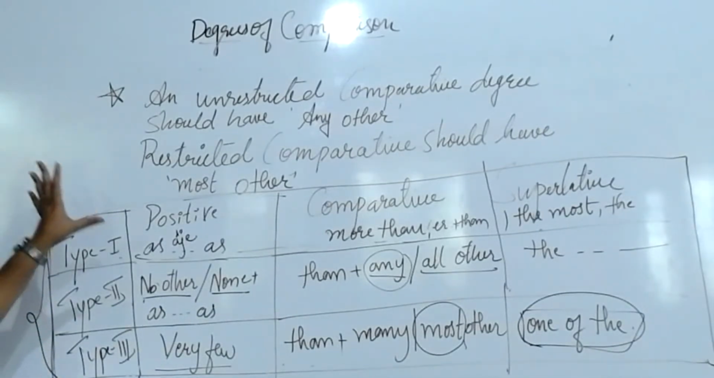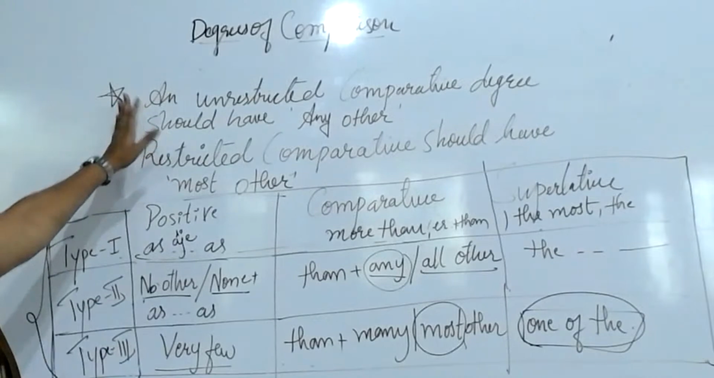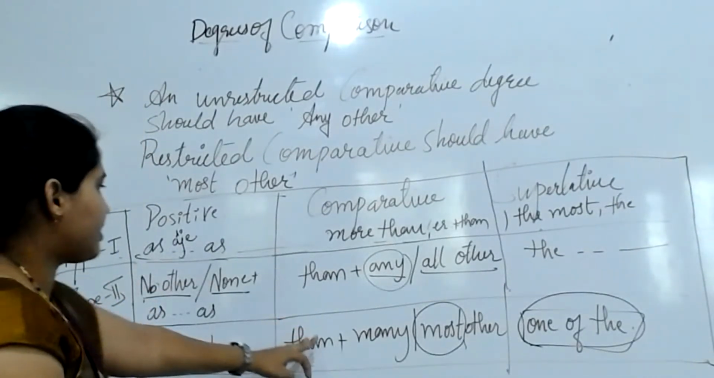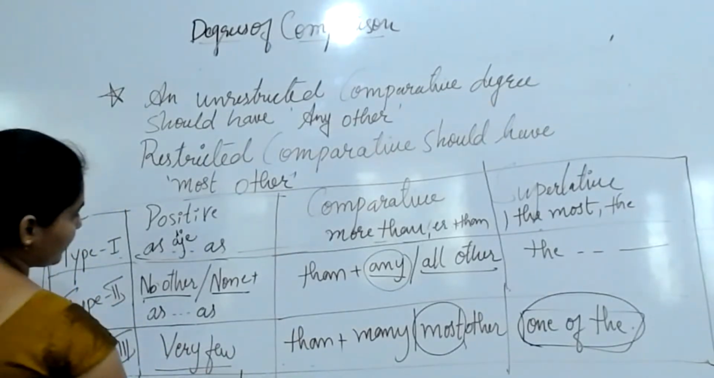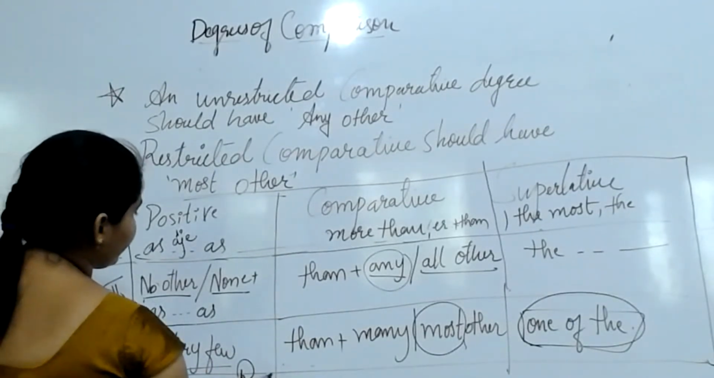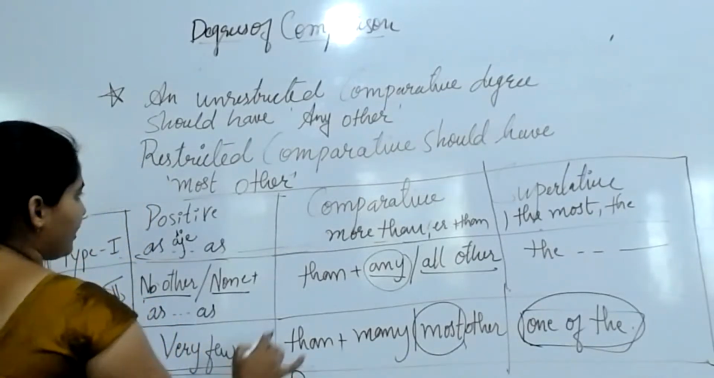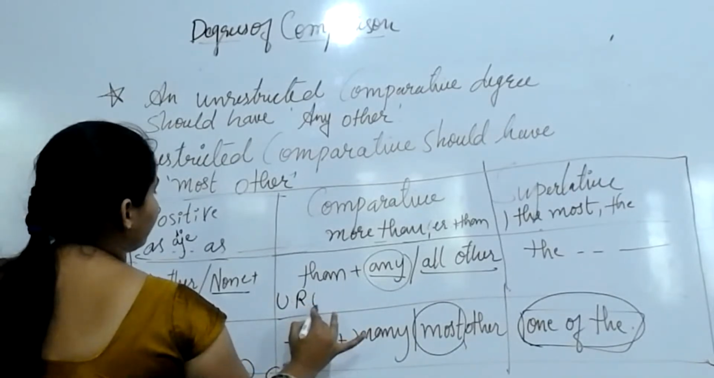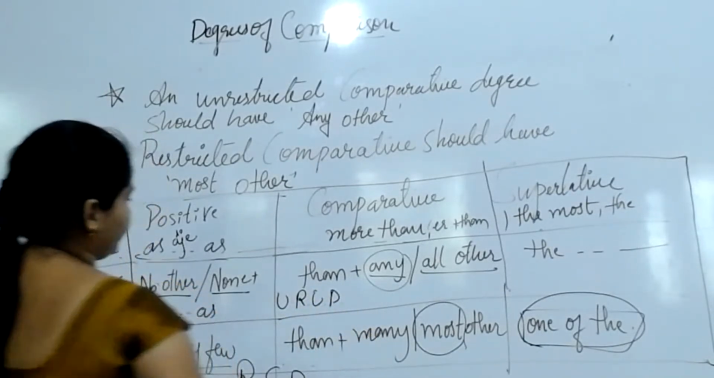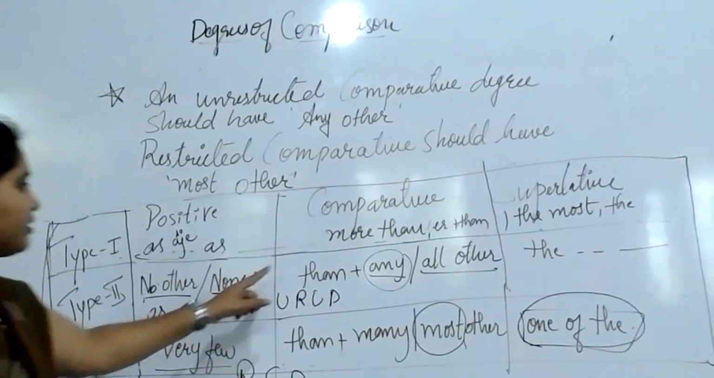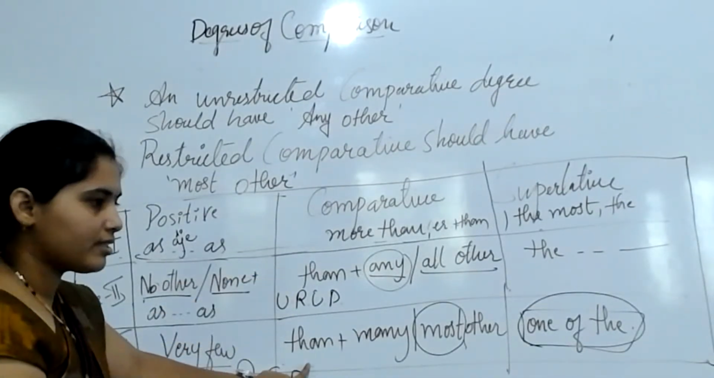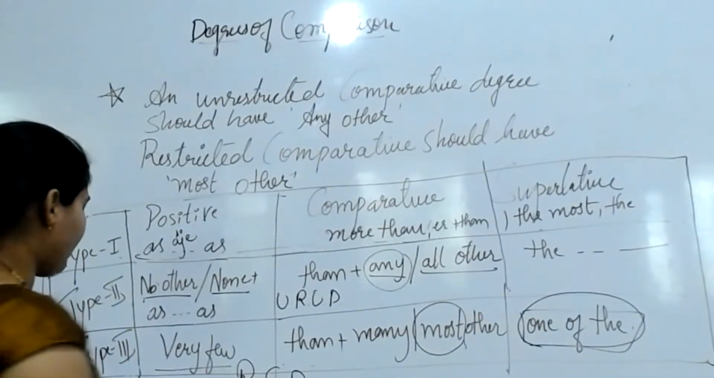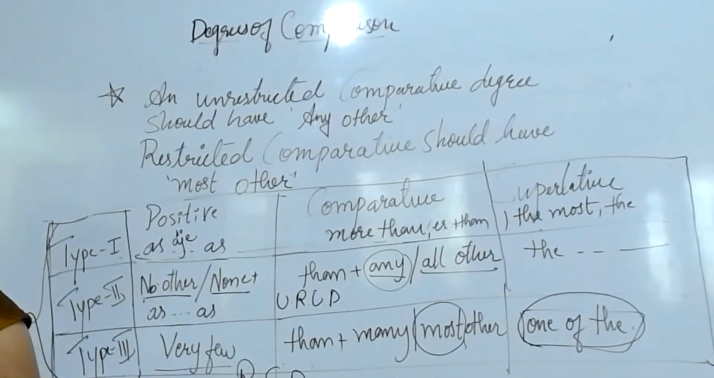You have to keep this table in your mind, restricted and unrestricted. See here, this is restricted. You can call this the restricted comparative degree, and this is the unrestricted comparative degree. This table you have to keep in your mind. Let's go to another example.